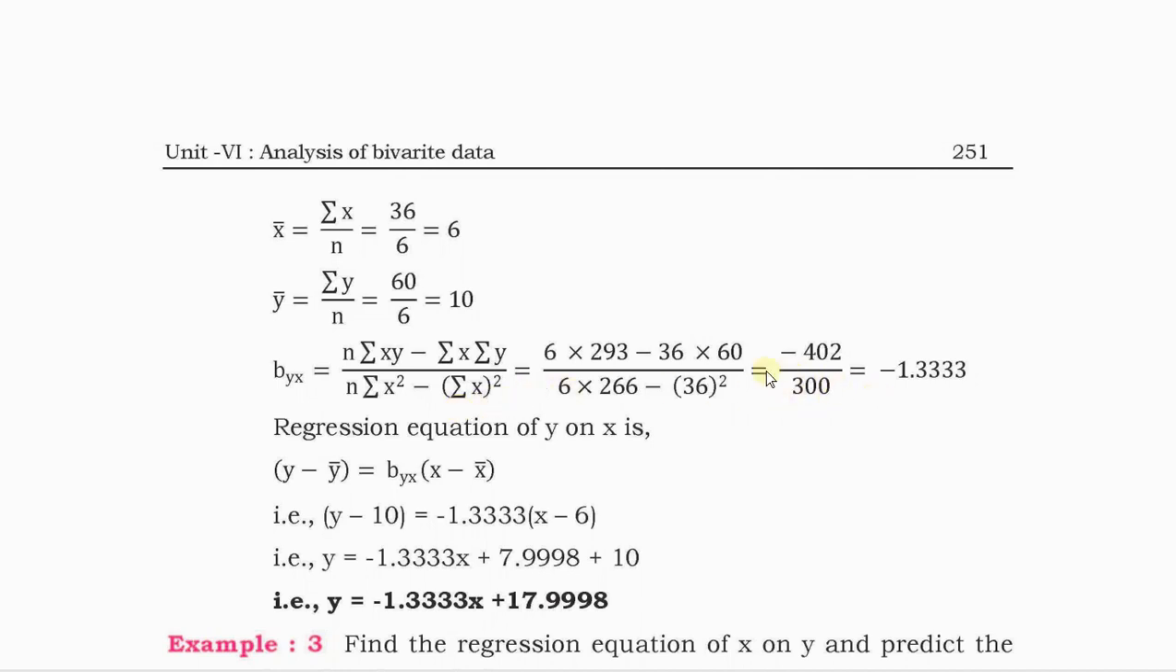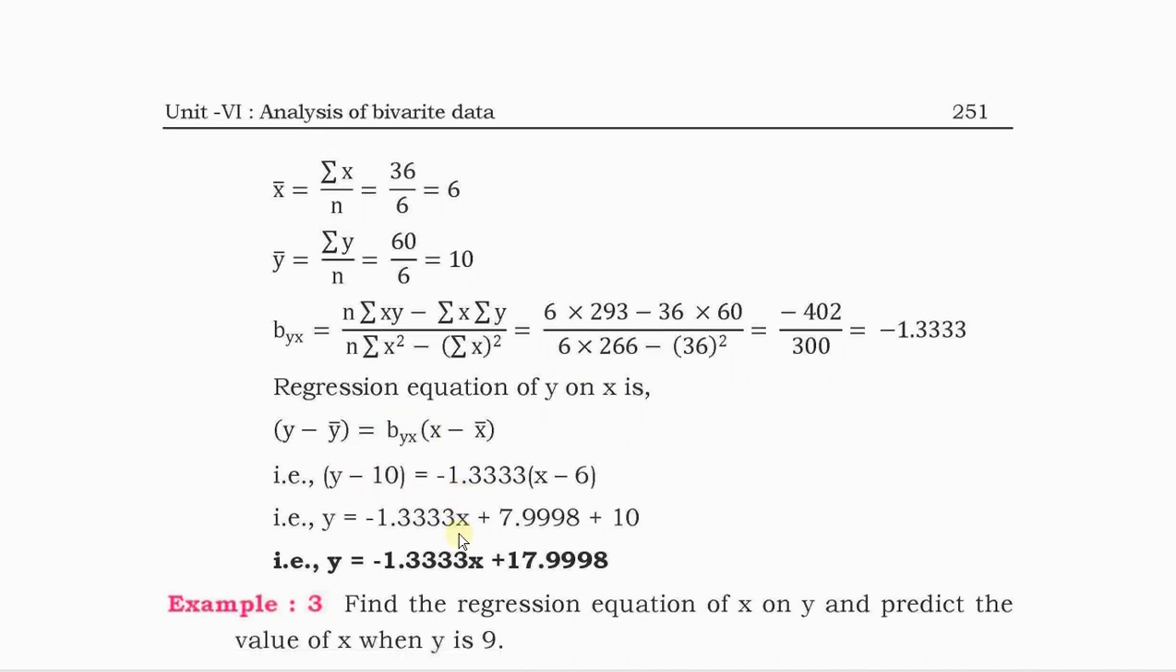So that is minus 0.402 divided by 30, which is minus 1.3333. So the regression equation of y on x is this one. So y minus 10 is equal to minus 1.3333 into x minus 6. So that yields you completely the result y is equal to minus 1.33x plus 17.9998. Okay. So this is how you are fitting a regression equation for ungrouped data.